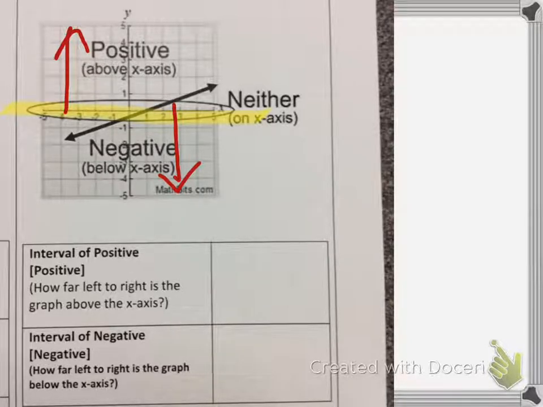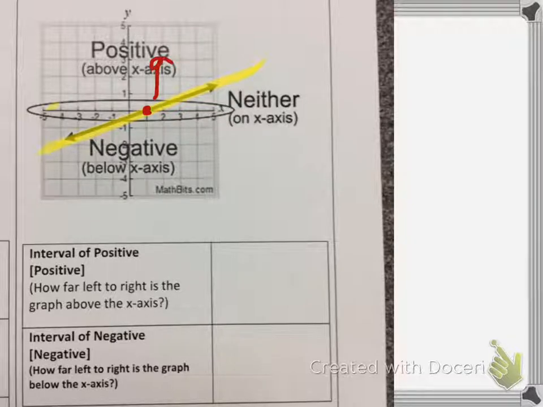So when we take a look at this line that we have drawn here, here's my line right here, I want to look and see where it crosses the x-axis, and it actually crosses the x-axis at 1. So everything from here over this direction is going to be positive because it's above the x-axis, and everything on this side is going to be negative because it's below the x-axis. So we're going to write our intervals for that. Remembering that we always start from the left to the right.